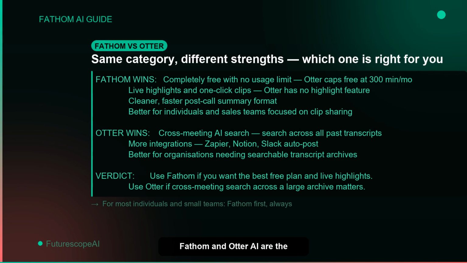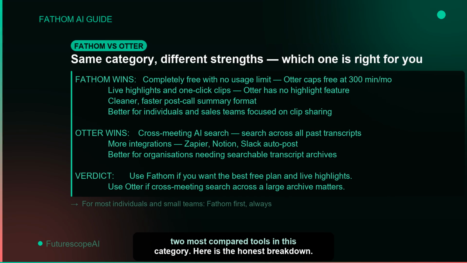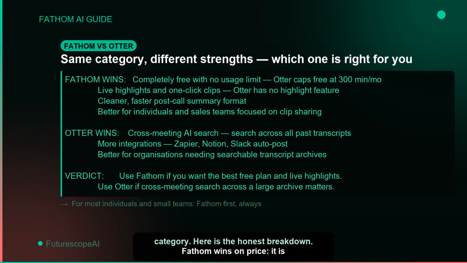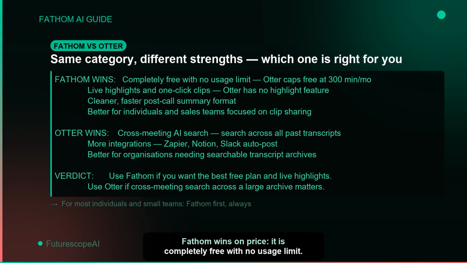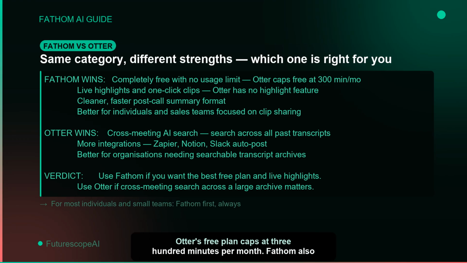Fathom and Otter AI are the two most compared tools in this category. Here is the honest breakdown. Fathom wins on price. It is completely free with no usage limit. Otter's free plan caps at 300 minutes per month.